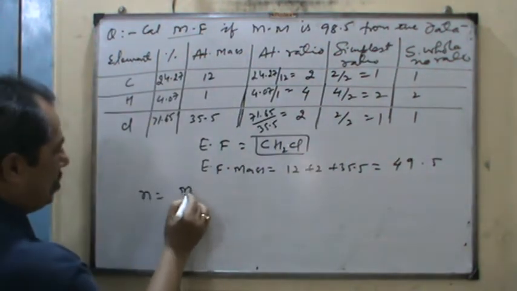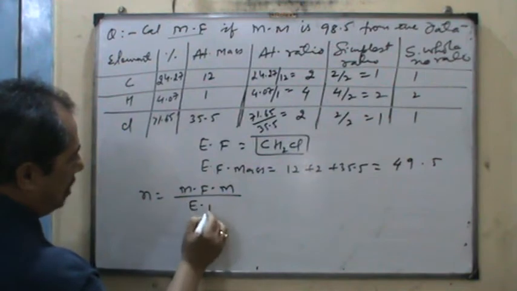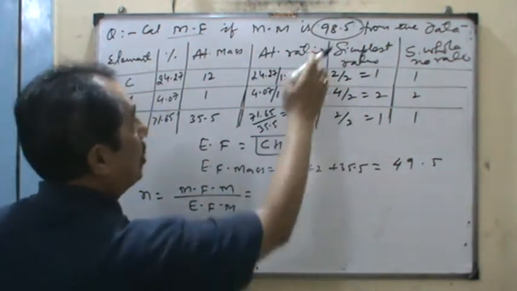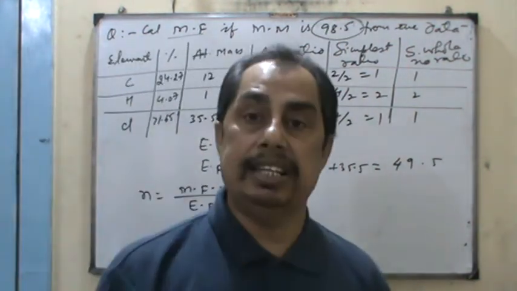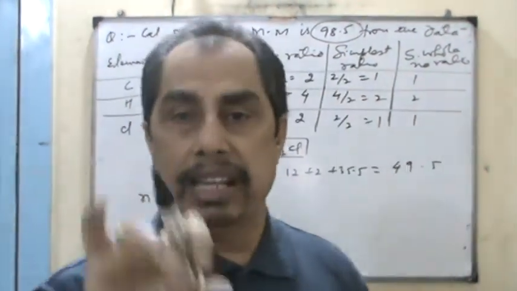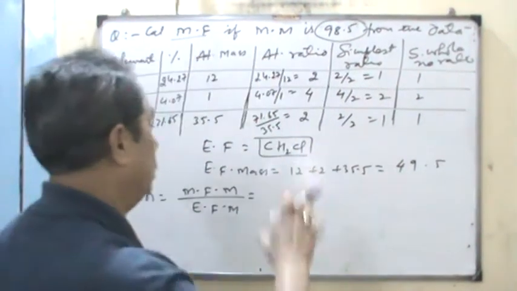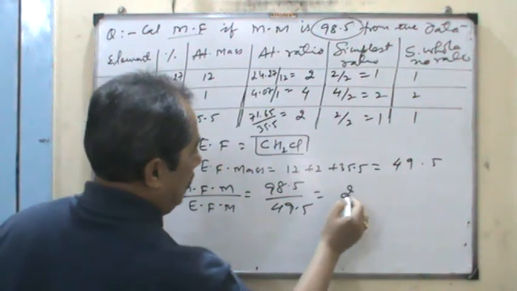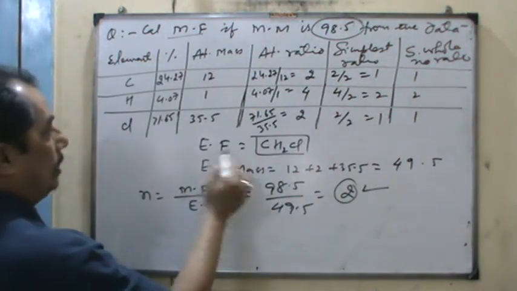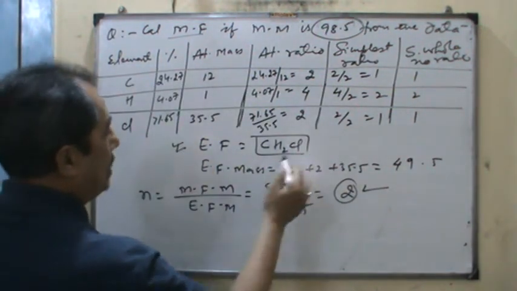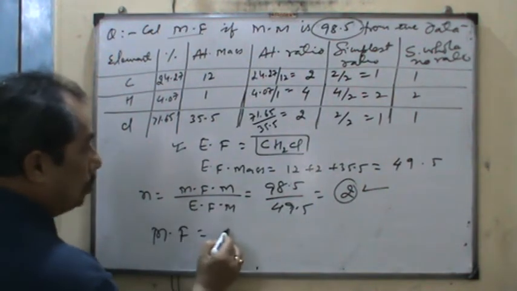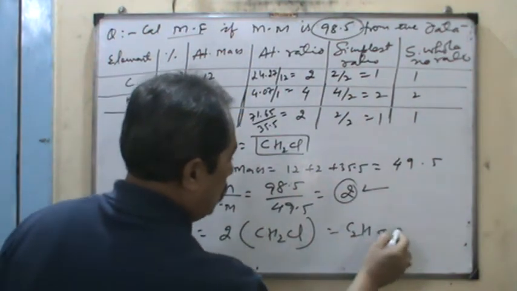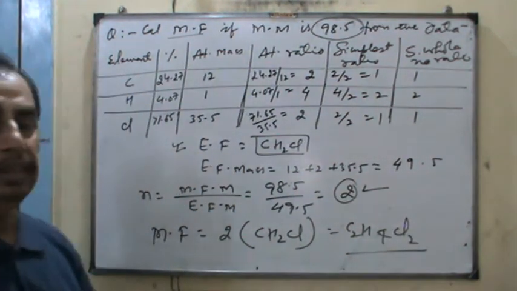So n is equal to molecular formula mass upon what? Empirical formula mass. So what is the molecular formula mass? 98.5 already given. If not given, vapor density is given. If vapor density is given, multiply by 2, you will get the molecular mass. Dear students, here 98.5 upon 49.5, approximately you will get the 2. So multiply the empirical formula by 2. So molecular formula is equal to 2 into CH2Cl, C2H4Cl2. Let you see it.